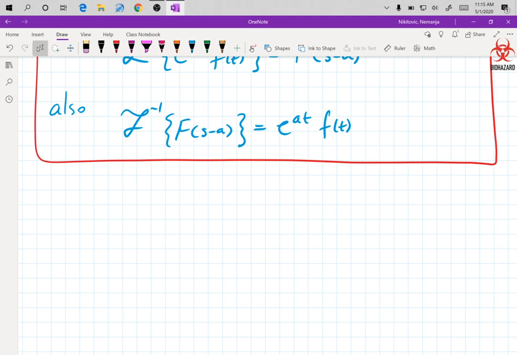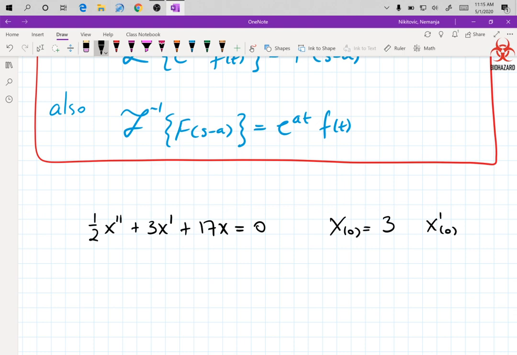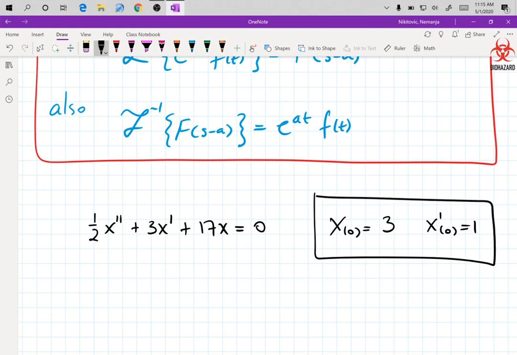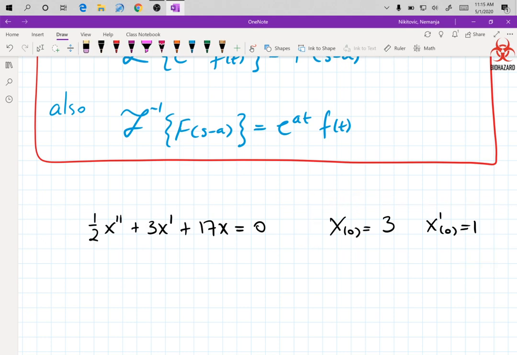All right, so here is the problem that we need to carefully look at. It says 1/2 x double prime plus 3x prime plus 17x equals 0, with x of 0 equals 3 and x prime of 0 equals 1. Remember, when you are dealing with Laplace transforms, you absolutely must have these, otherwise it's not going to work at all. You have those terms worked into the Laplace of the derivative. So if you don't have these, you can't solve the problem.